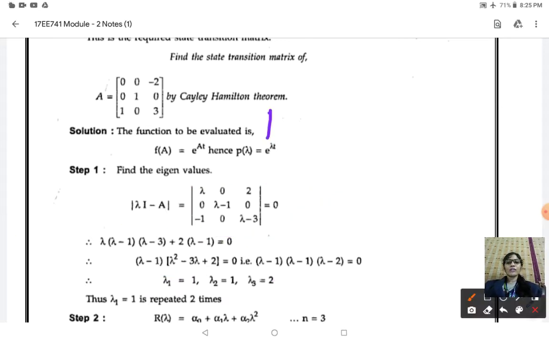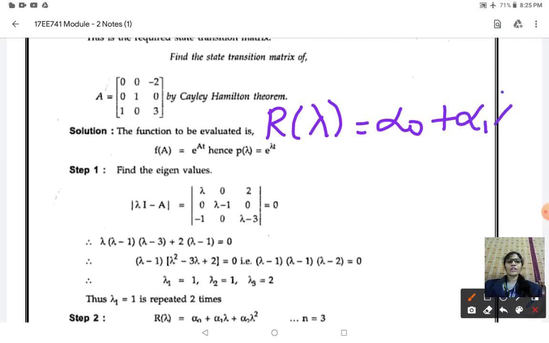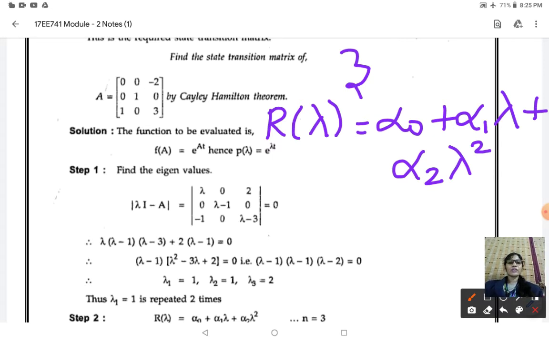We all know that the remainder polynomial equation is represented with r of lambda, which is equal to alpha naught. It is your first term, and the second term is going to be alpha 1 into lambda, plus the third term is going to be alpha 2 into lambda square. Why have we used 3 terms here? Because we have 3 eigenvalues. So we need to use 3 terms in the remainder polynomial equation. Once the remainder polynomial equation is written, you need to frame 3 equations at different values of lambda.